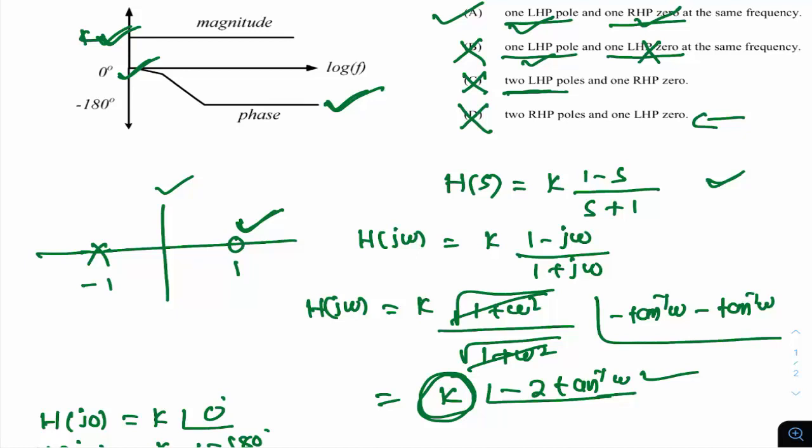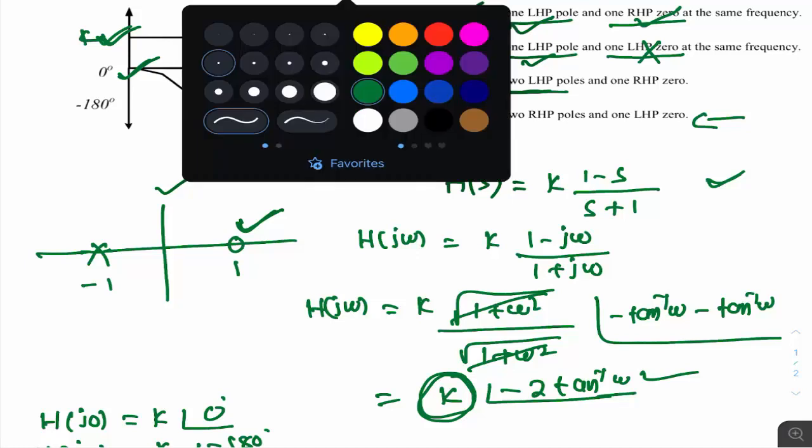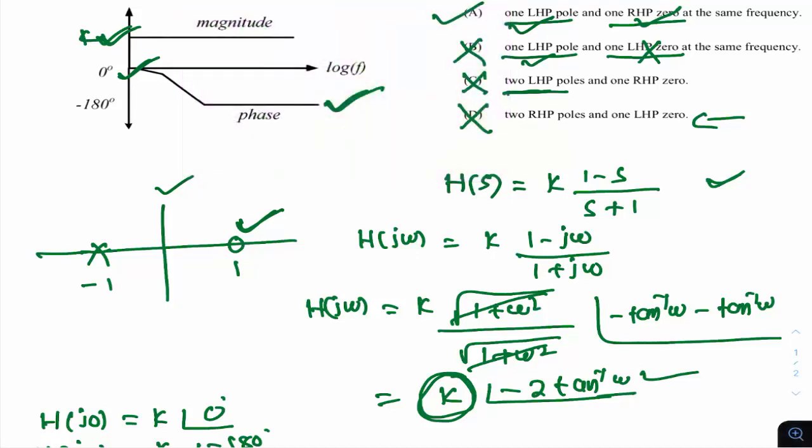Some students may think, sir, okay, you have taken this, that is well and good. But can I take, in this case, K into (s minus 1) by (s plus 1)? You may say this is an all pass filter, but the phase criteria for this will not be satisfied because at low frequency you are expecting 0. If you find the phase of this, what do you get? Of course, there is no change in the magnitude.